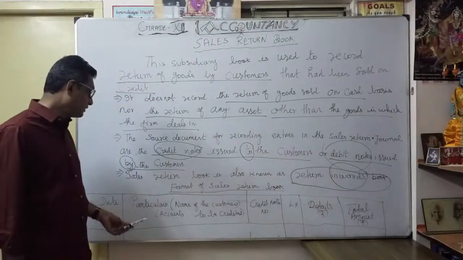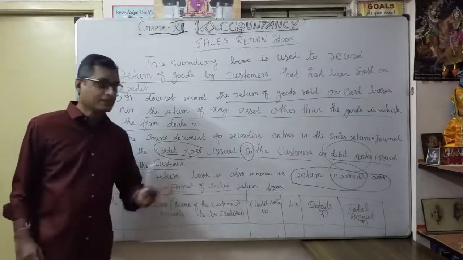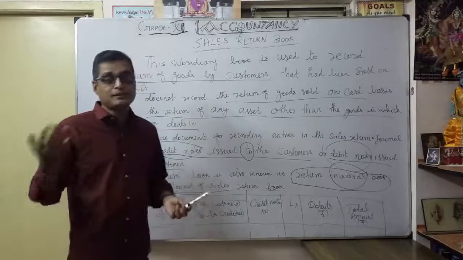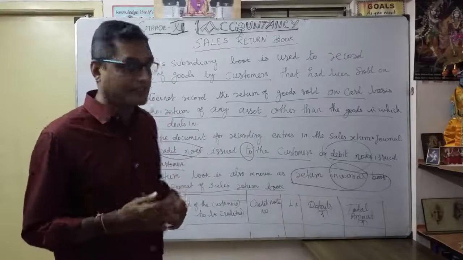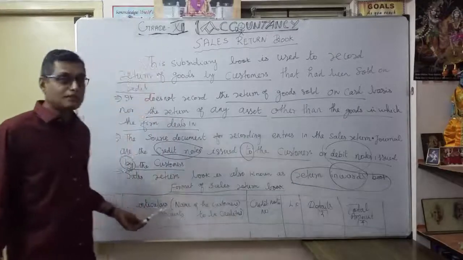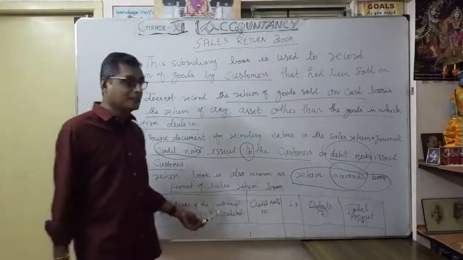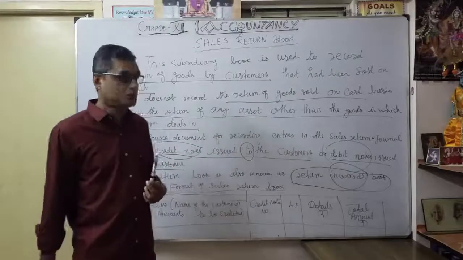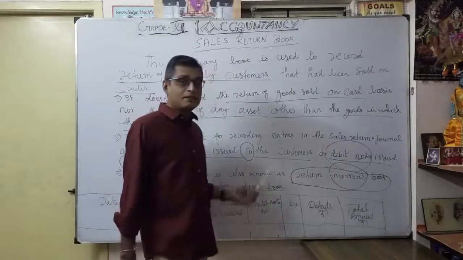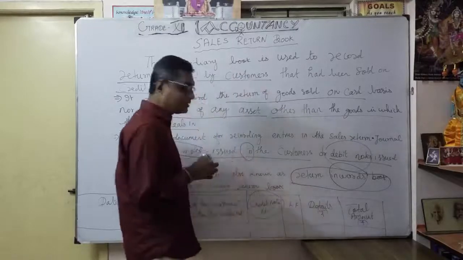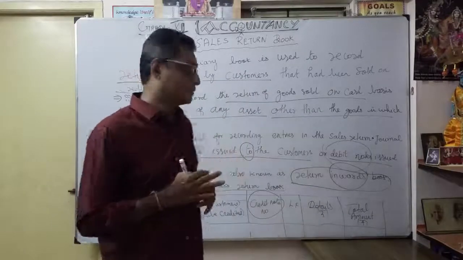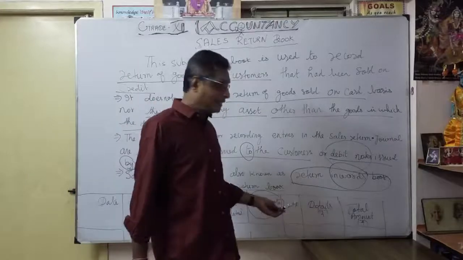Then, very important here, naturally, the particular customer's account should be credited, because sales return is debited, correct? When you understand the journal entry, you can understand this very easily. Understood? Here also, credit note, a very important point. Here you mention credit note under the sales return book. Then ledger folio, thereafter details.